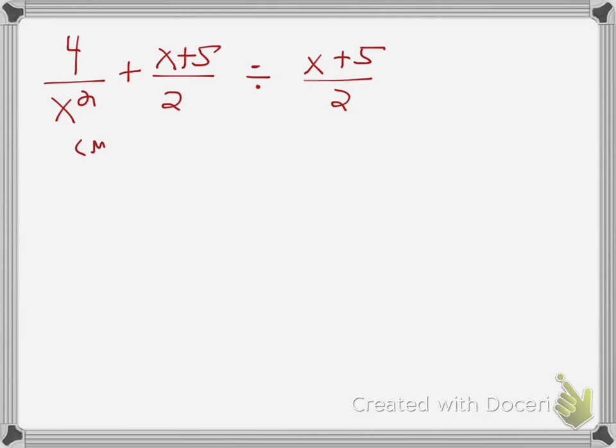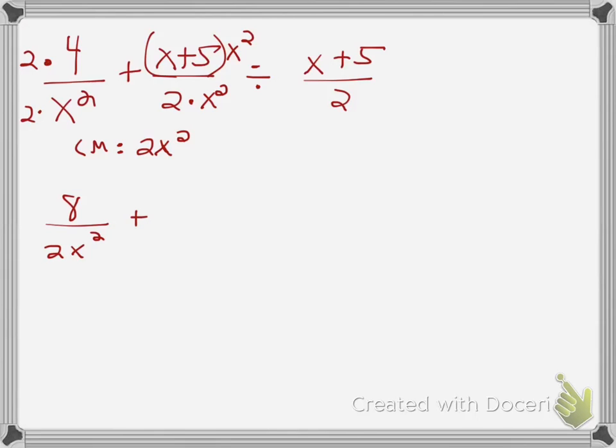Right? So we're going to have our 4 over x squared plus x plus 5 over 2 being divided by x plus 5 over 2. So over here, I want to get that common multiple for my denominator, which is 2x squared. Right? So that means I got to multiply by 2. And on this side, I need to multiply by x squared. Which means my whole top of the fraction, x plus 5, needs to get multiplied by that value. Right? So right now I get 8 over my 2x squared plus x squared plus my x plus 5 all over 2x squared. And remember, we're still dividing yet.